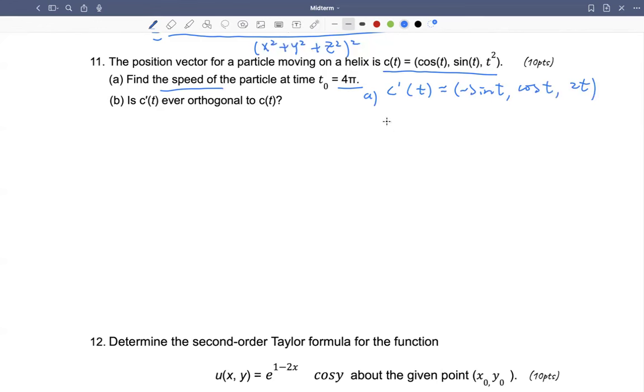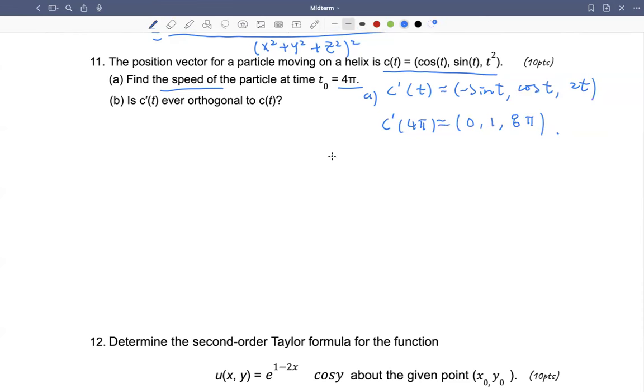Then we just have to evaluate at 4 pi. Negative sine, remember 4 pi is the same as 0, right? Sine 0 is 0, cosine 0 is 1. And 2t, not for this one. For the sine and cosine values, 4 pi is the same as 0, but not for 2t. So let's keep this: 0, 1, and 2 times 4 pi, 8 pi.